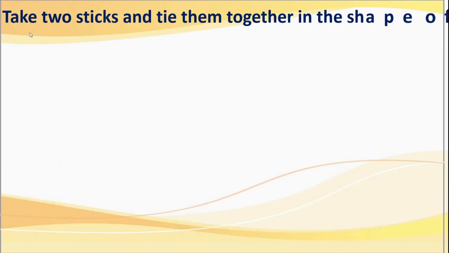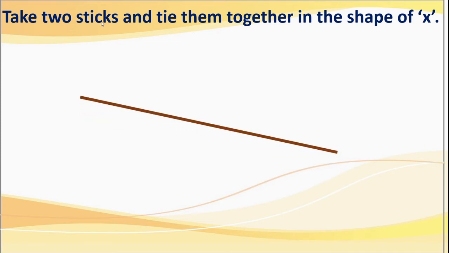Next, take two sticks and tie them together in the shape of X. Here two sticks we have to take. See, this is one stick and this is another stick. Okay, two sticks we have taken here and tie them together in the shape of X.